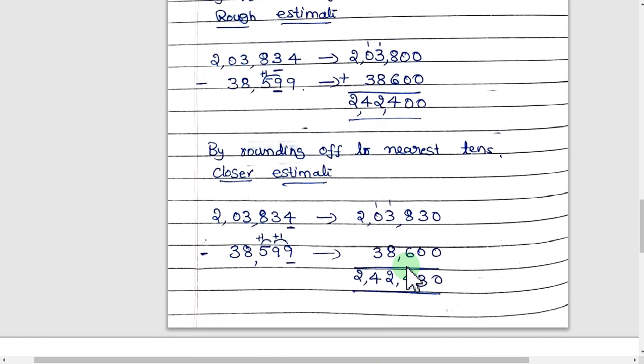Now we are rounding off to the nearest tens, that is called the closer estimate. Same numbers, 2 lakh 3,834. Tens place means we have to check the units place. So this unit place is less than 5, we don't have to add. So 20383, the digits to the right side become 0. So 4 becomes 0. Now here the tens place is more than 5, we have to add 1 to this.